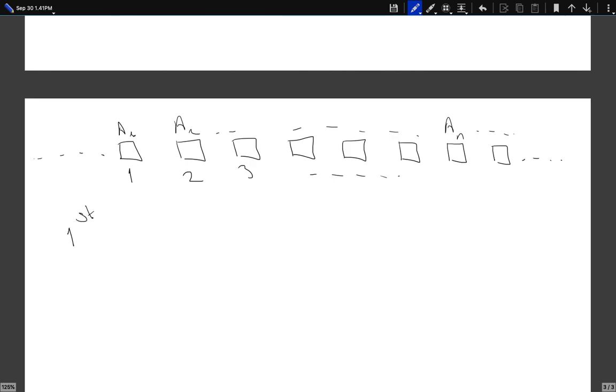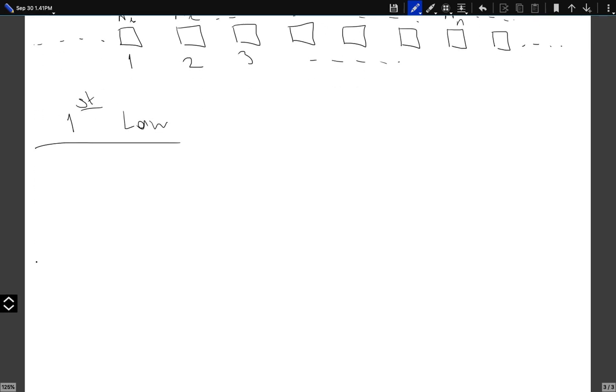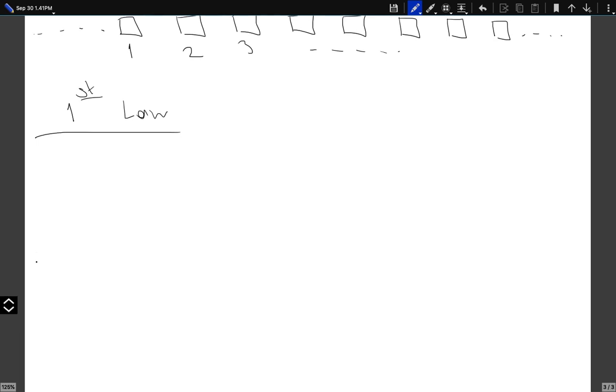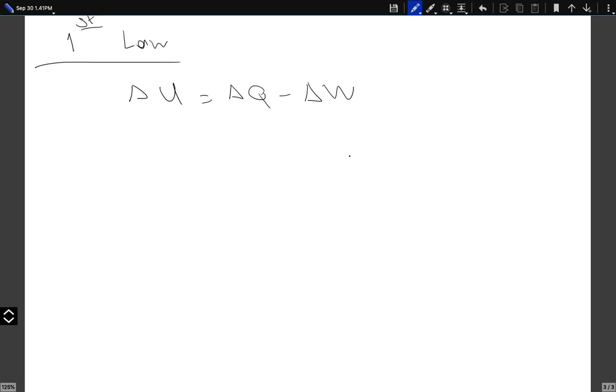Now let's come to the first law. Do you remember the first law? You can call it the conservation of energy. It says that delta U is equal to delta Q minus delta W. Now let's see what each of these quantities are. U is the internal energy.